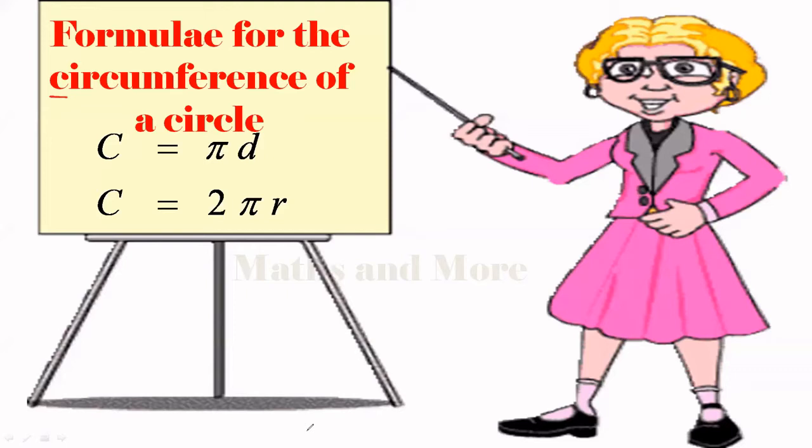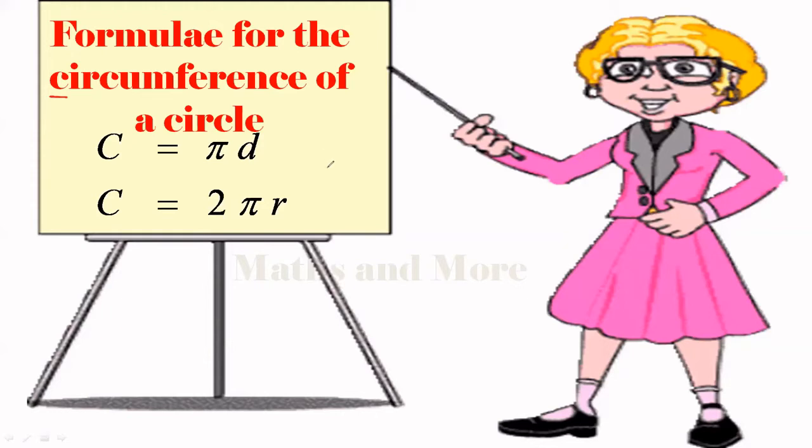There's another formula. If you are given the radius, then you can use the second formula to find the circumference. That formula is C equals 2 pi r. Why do we put 2 here?